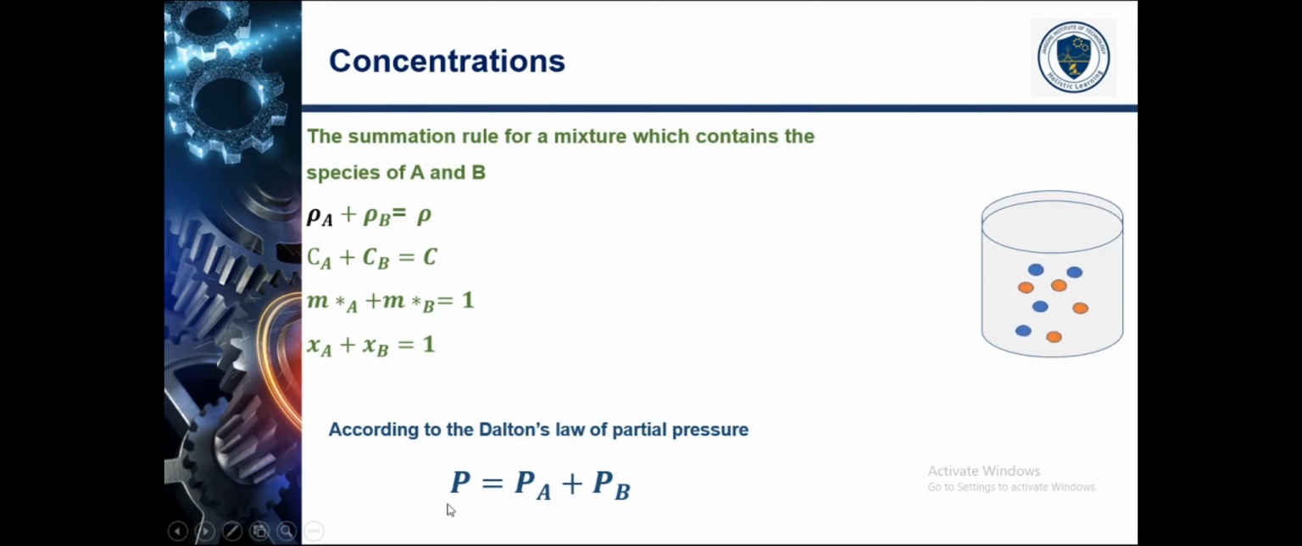Here P will represent the total pressure of the system. The total pressure is calculated as the summation of the individual partial pressure of each component in the system. That means the total pressure of the system is equal to the partial pressure of the component A plus the partial pressure of the component B in this system.